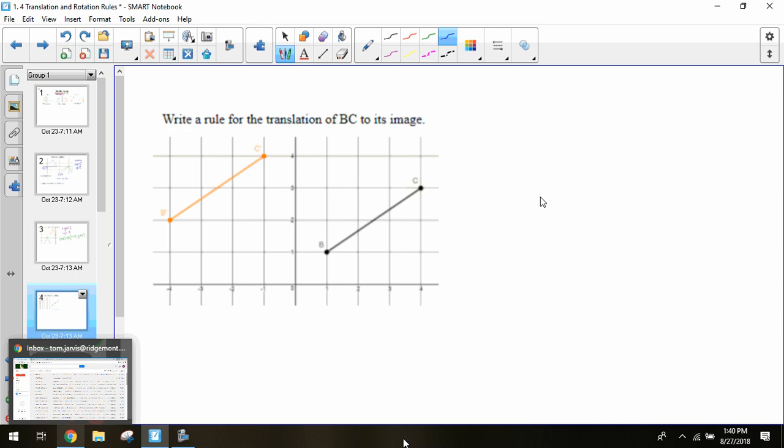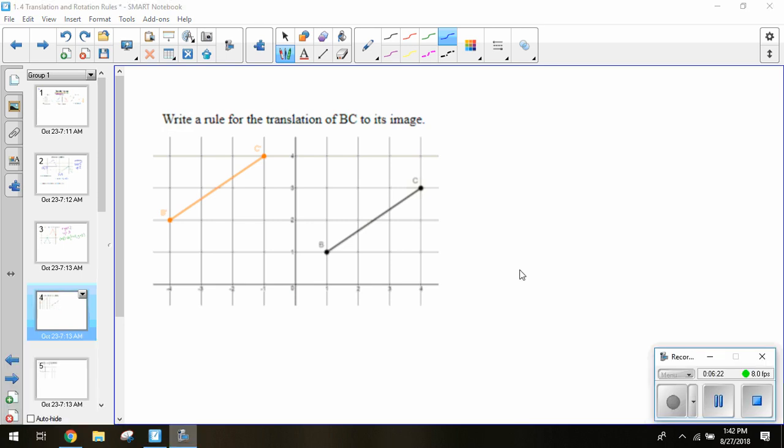Okay, so if we see, we have the black BC, and then we have B prime, C prime, in the yellow. So as we translate, sorry about that. Okay, sorry about that. A little technical difficulty with Mrs. Jalla. And now we are back.